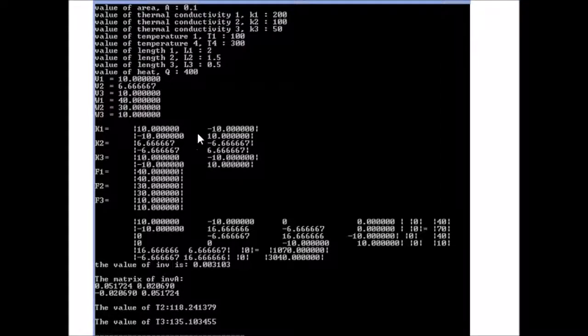This is the result of the programming, the output from the equation. The value of T2 is 118.241379, and T3 is 135.103455. The given values come from the equation. It shows the values of V1, V2, V3, W1, W2, W3, and K and F. The total is the temperature.